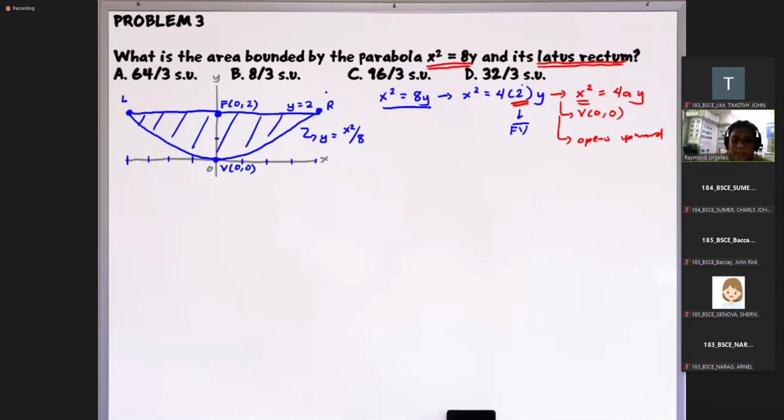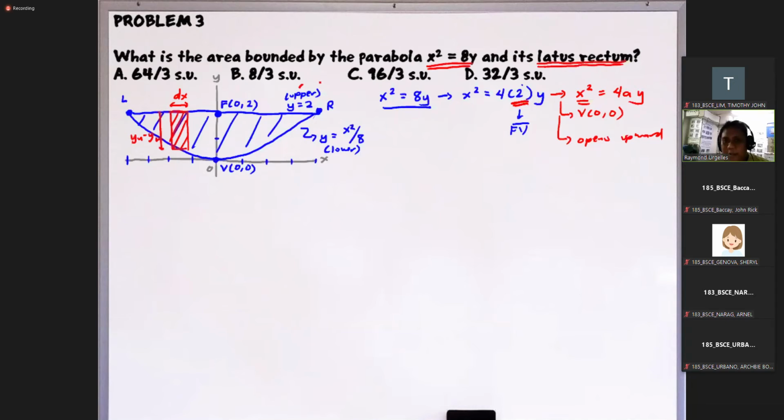Makikita natin, this is the upper boundary, and this is our lower boundary. Okay ba? Let's consider vertical strips muna. Using vertical strips, let's draw a rectangle here. As you can see, yung thickness niya is along the x-axis, so therefore that will be dx. Siya approach niya yung 0. As for the length, this is just y upper minus y lower. Ito yung upper, ito yung lower.